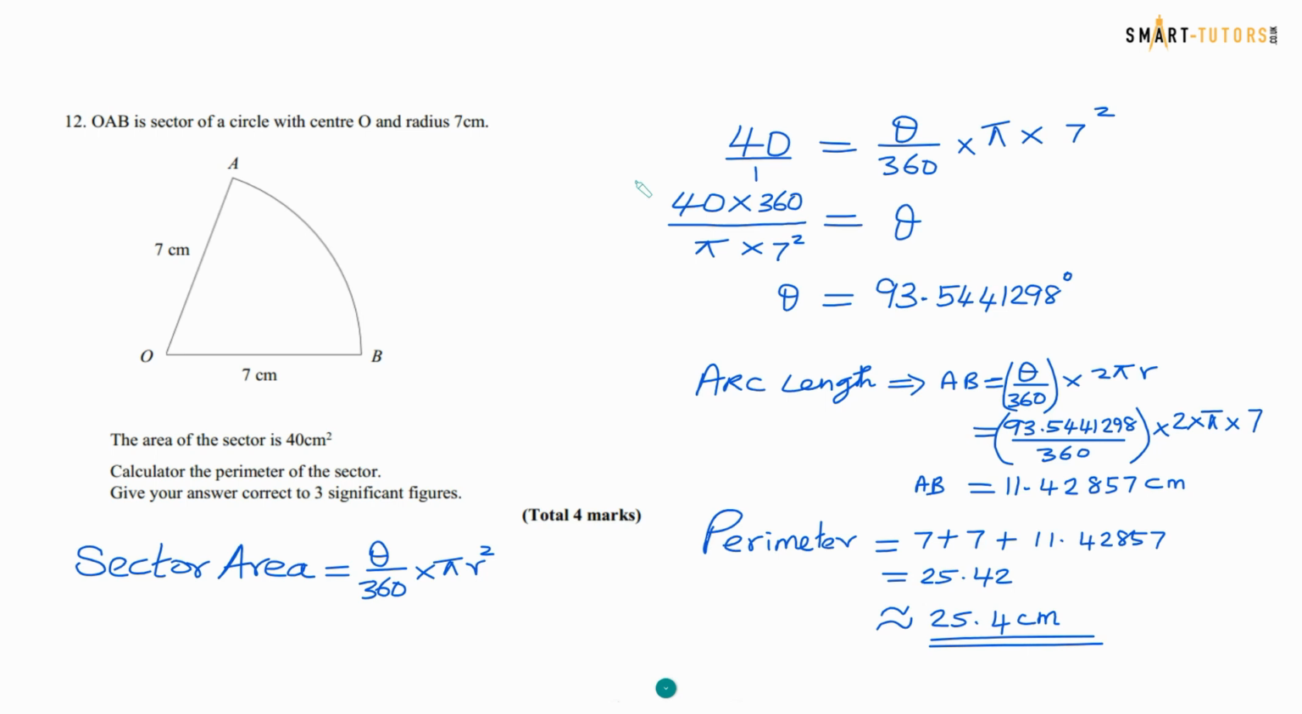OAB is a sector of a circle with a radius of 7 centimeters. The area of the sector is 40 centimeters squared. Calculate the perimeter of the sector.